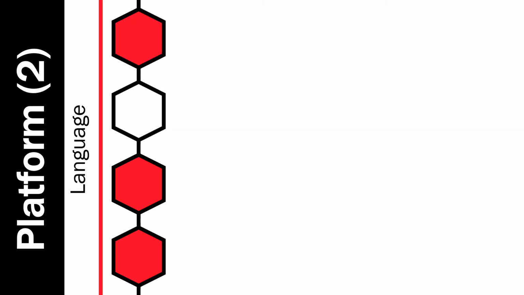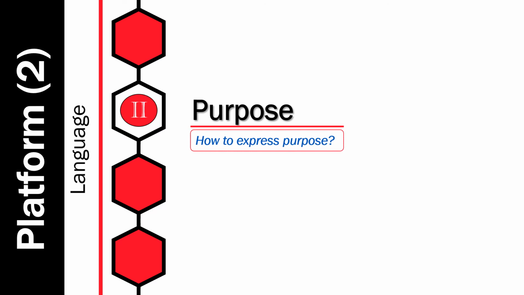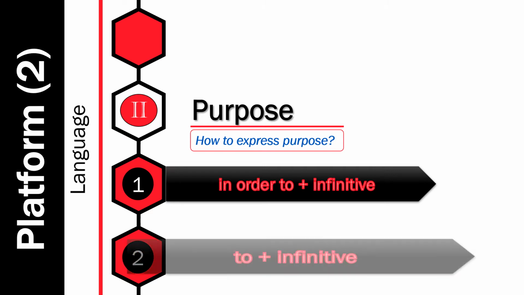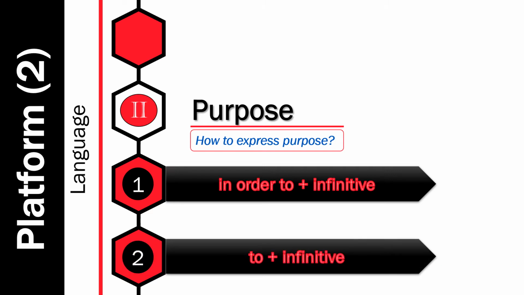Now let's move to the second part in our lesson for today, which is how to express purpose. We have two ways. The first one, we use in order to plus the infinitive form of the verb. The other way is by using to plus the infinitive form of the verb.